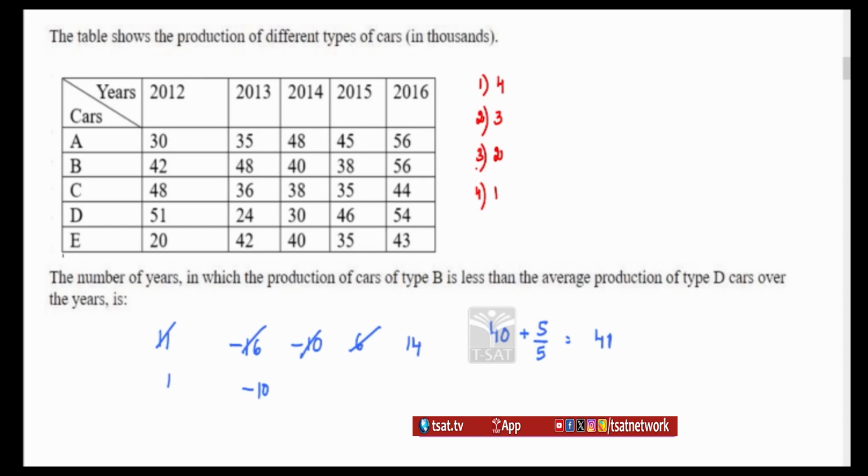So the average production of type D cards over the years is actually 41, and the number of years in which the production of cards of type B is less than 41. So type B, if you look at how many years it is less than 41: here it is 42, no; 48, no; 40, it is less; 38, it is less. Therefore, in 2 years it is less than this one. So I would say the answer is 2 here. I am using the assumed average here, or else you can do the sum also, it's up to you.